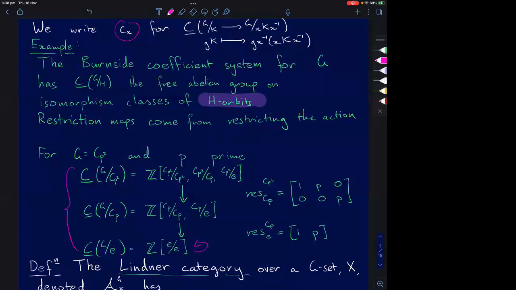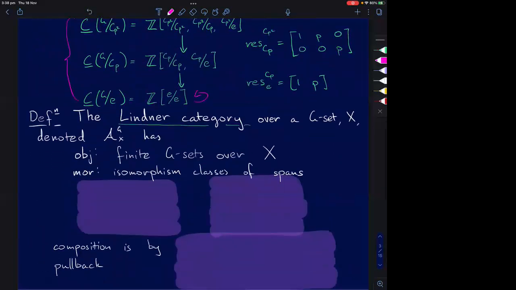Now, the linear category over a G set X, denoted AGX, is a category. Its objects are finite G sets over X, and its morphisms between finite G sets are isomorphism classes of spans. So what's a span? A span is something like this. This is a span from A to C. We're over X, so all the triangles have to commute. And I said isomorphism classes here because there's something too categorical going on, and we're just pretending it's not by taking isomorphism classes.